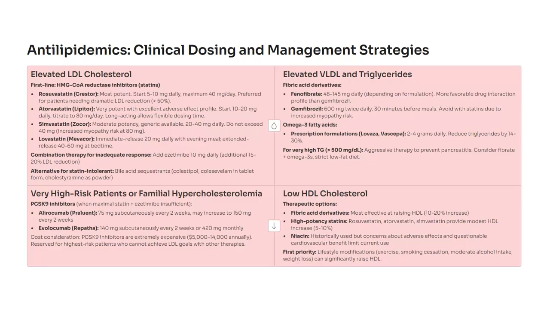If they have very high triglycerides, greater than 500, they're going to need aggressive therapy to prevent pancreatitis. So consider giving them a fibrate and an omega-3 fatty acid, and they need to adhere to a strict low-fat diet. So no junky fatty foods, candies, things like that. They need to avoid those.